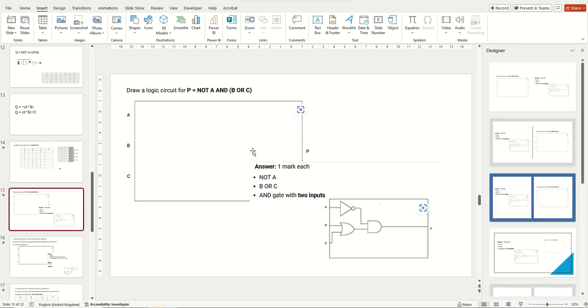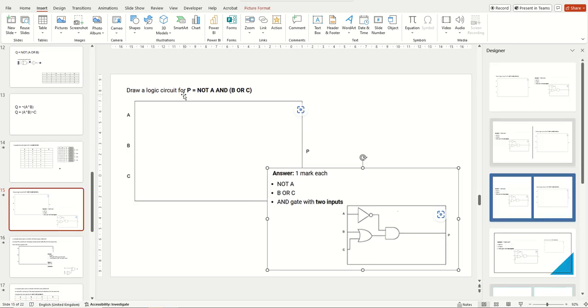Now this one, you've got to draw it. So it says P, which is the output over here, equals NOT A AND (B OR C). Because there are 3 different Boolean operators in that, NOT, AND and OR are all there, the indication is you're going to have a gate for each one.